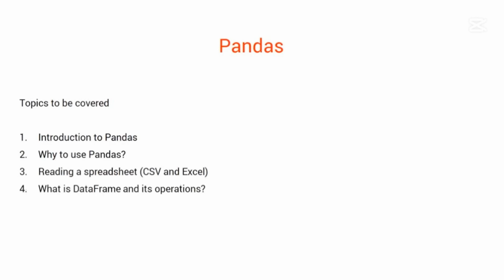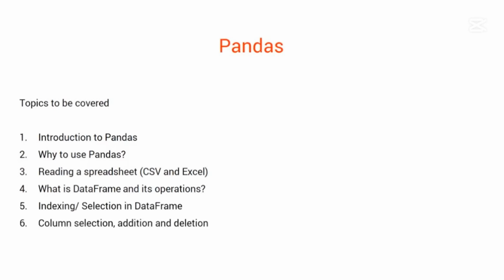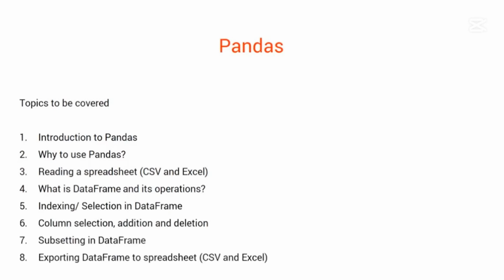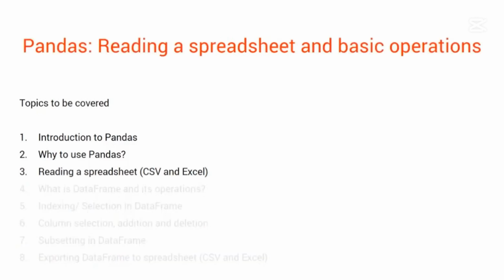Then, we will have a look at data frames, which is a way pandas stores data for analysis, and some of the basic operations that can be performed on data frames. Next, we will move to some advanced operations and see how we can perform indexing in a data frame. We will also see how we can select, add or delete columns of a data frame. Next, we will have a look at how we can subset a data frame, and lastly, we will see how we can export a data frame to a spreadsheet. So these are all the topics that will make up the pandas section. But in this particular video, we will only have an introduction of pandas along with why to use it and how to read a spreadsheet.